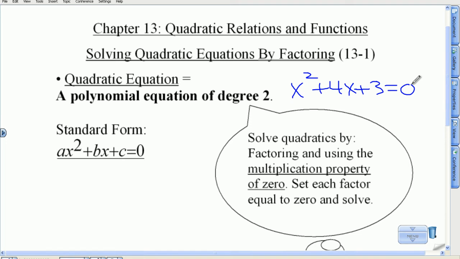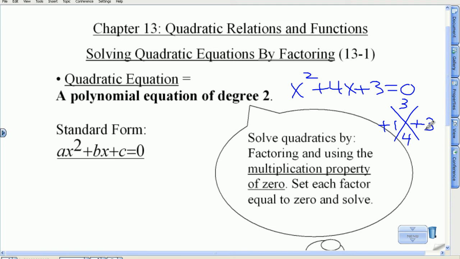You'll remember that we factored this by creating the puzzle. Things that multiply to be 3 and add up to be 4 are positive 1 and positive 3, and we use that to factor. So we're doing that sort of stuff, and it might not be a bad idea to go back to Chapter 11 and take a look at that video on how to factor trinomials.